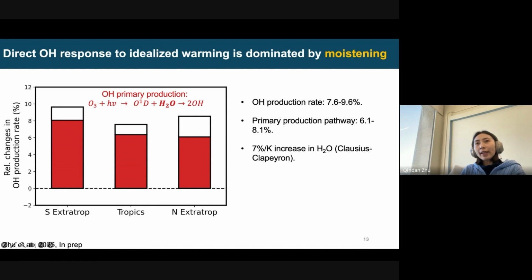And we also find that this 6 to 8% increase in the primary OH production rate is consistent with about 7% per K increase in the water vapor, following the Clausius-Clapeyron equation. So from here, we can conclude this direct OH response to the idealized warming is pretty much dominated by these moistening effects.